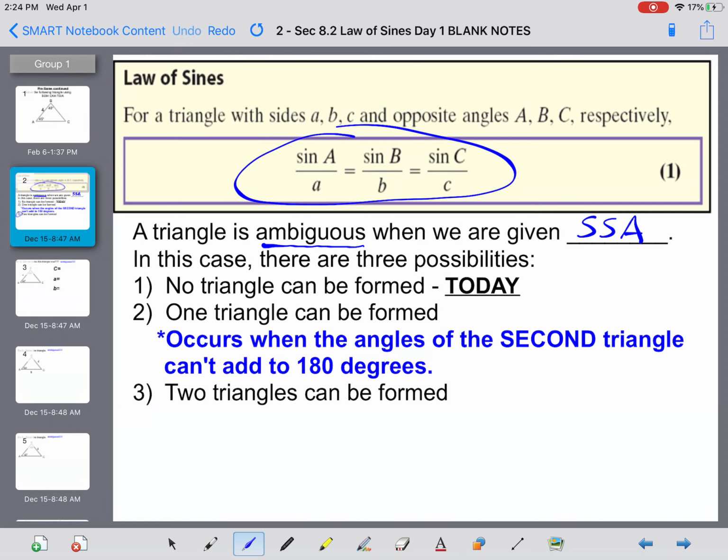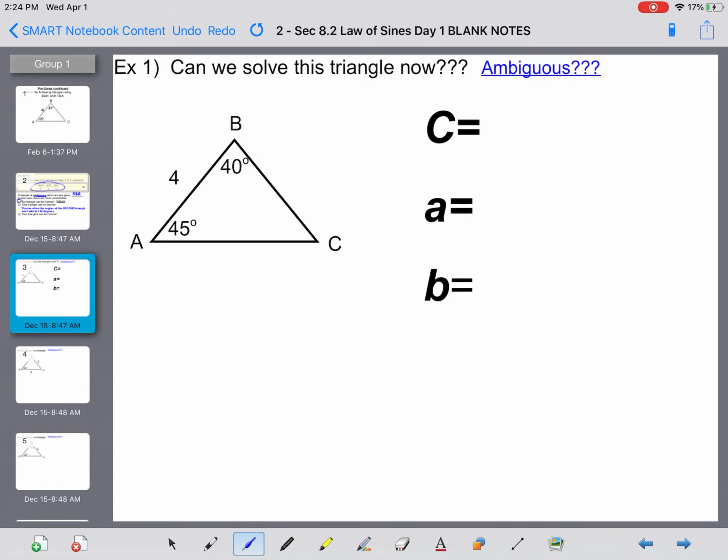These last two options, 2 and 3, we're going to focus on in the next lesson. So today we'll just use law of sines. I'll show you what it looks like when no triangles can be formed. And again, things are only ambiguous when you're given side, side, angle. That's it. So let's look at this first example.